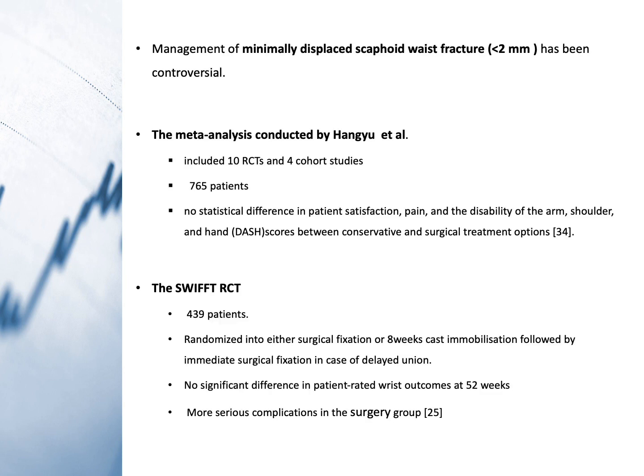Management of minimally displaced scaphoid waist fracture has been controversial. The recent SWFT randomized control trial included 439 patients who had been randomized between surgical fixation or 8 weeks cast immobilization with early surgical fixation in case of delayed union. The trial showed no significant difference in patient-rated outcomes between the two groups at 52 weeks. However, there were more serious complications in the surgery group.